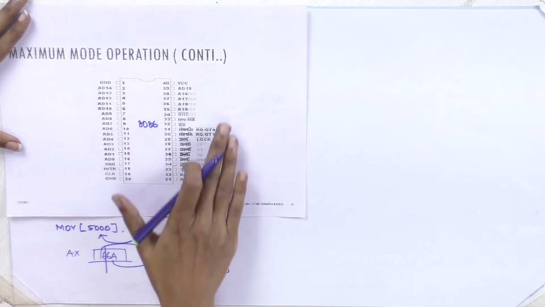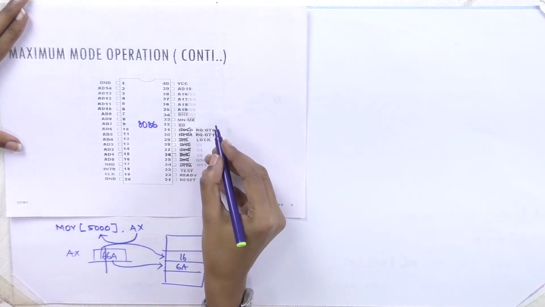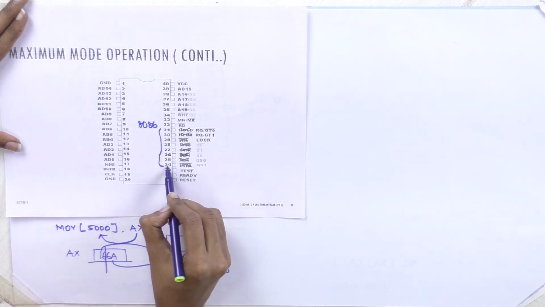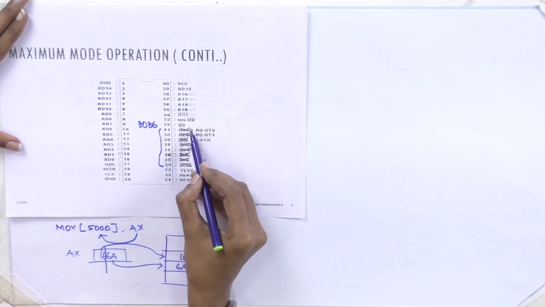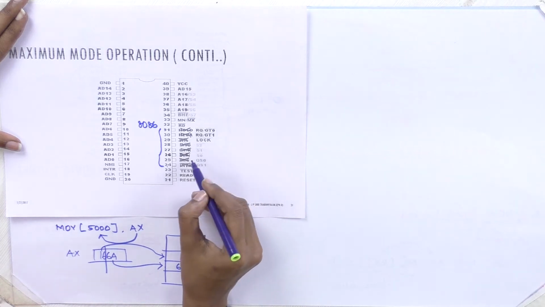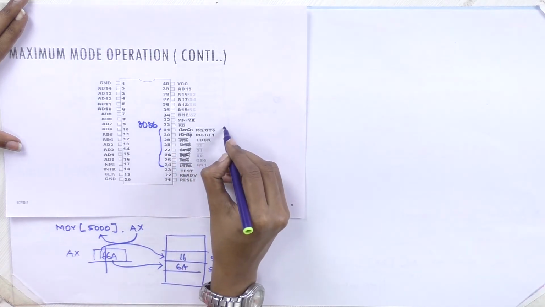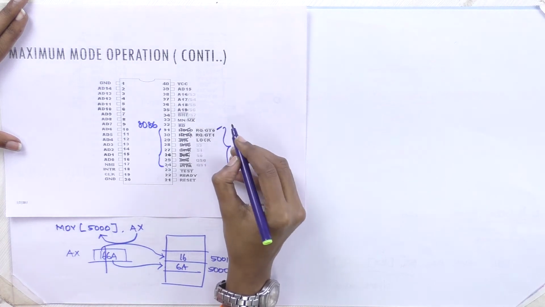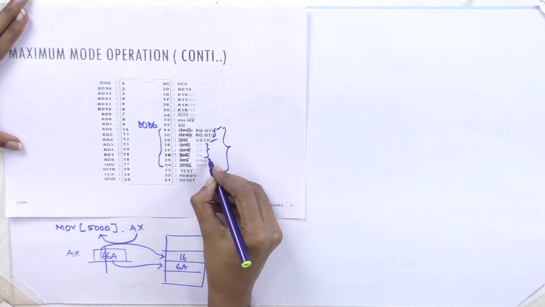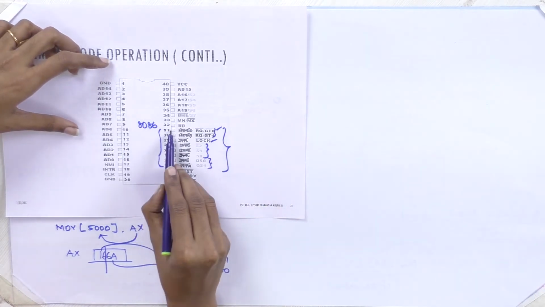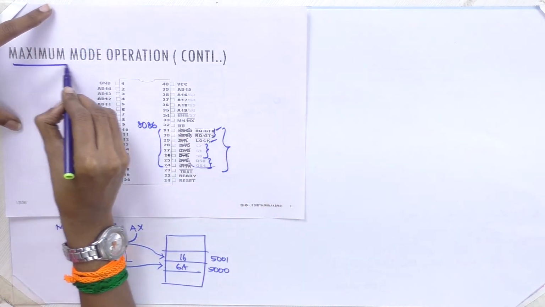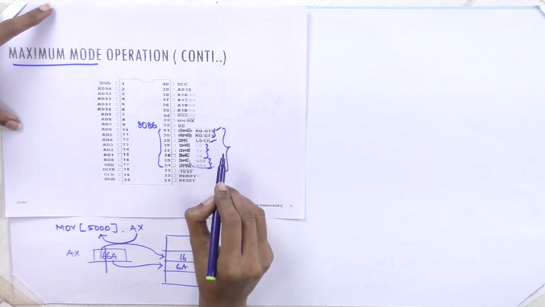Same 8086 microprocessor, all those pins are the same, but pin numbers 31 to 24 are getting changed, fine. Hold acknowledgement, write bar, IO/M bar, data enable, transmit, receive, all these pins are replaced with some other functions. These are request grant, this is lock, these are the status lines, and these are the queue status. This function is utilized only in maximum mode and not in minimum mode, fine.